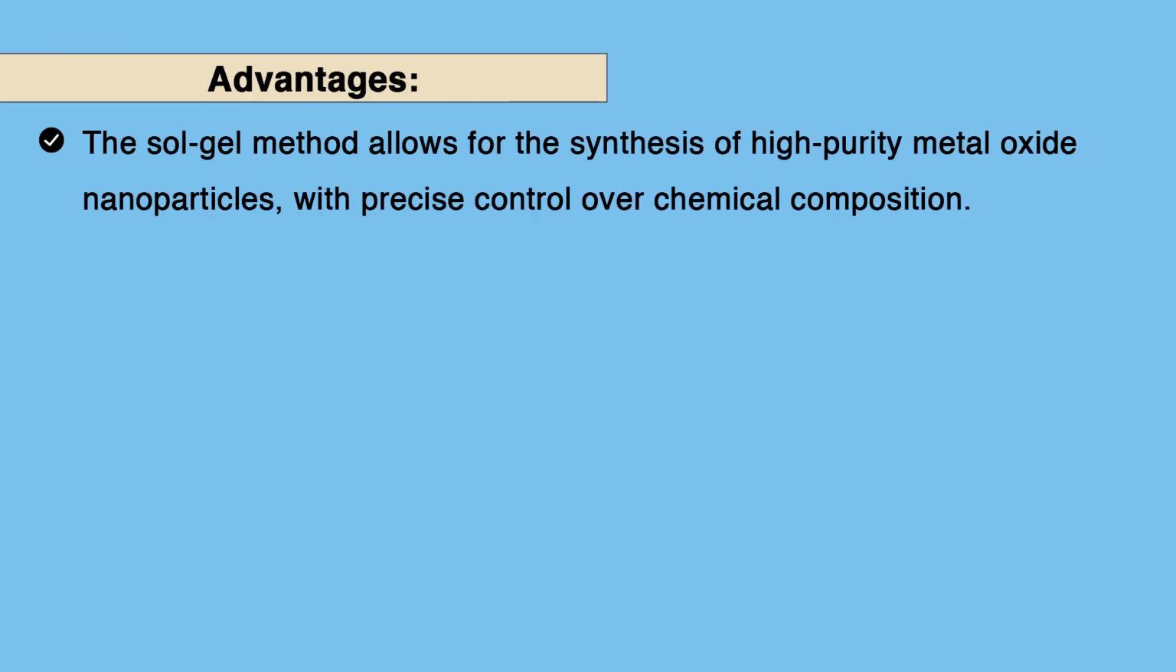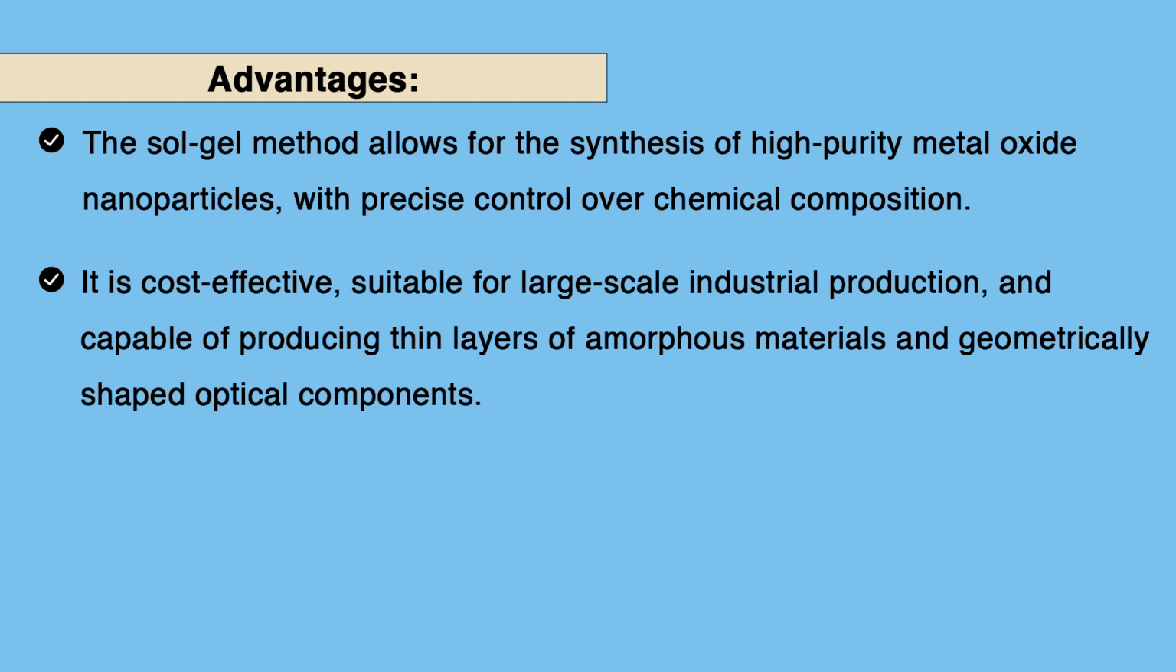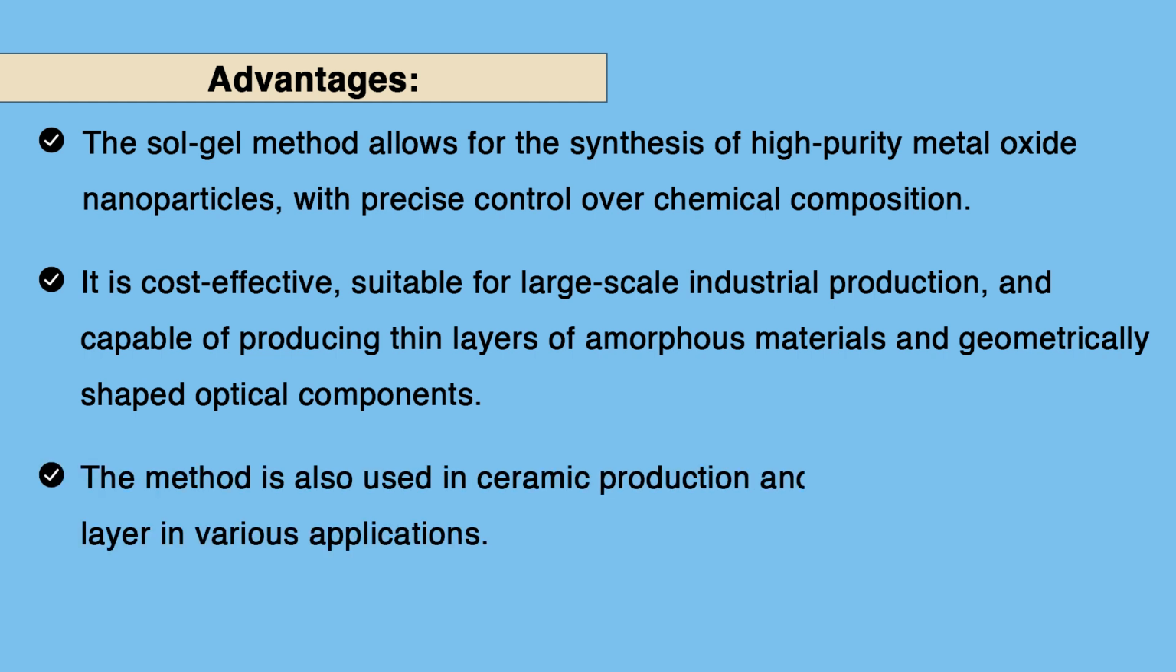What are the advantages of this sol gel method? The sol gel method allows for the synthesis of high purity metal oxide nanoparticles with precise control over the chemical composition. It is cost effective, suitable for large scale industrial production, and capable of producing thin layers of amorphous material and geometrically shaped optical components. The method is also used in ceramic production and as an intermediate layer in various applications.